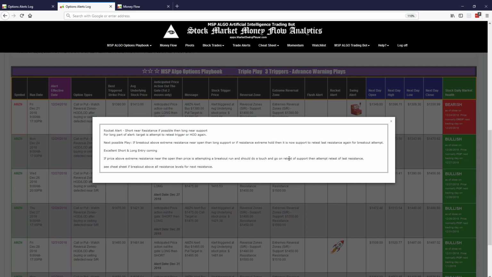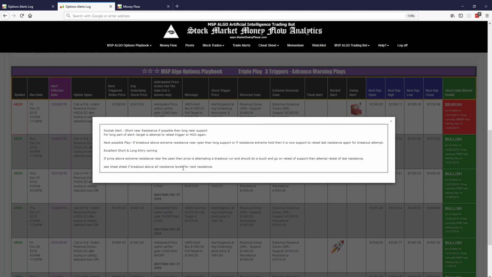Normally with a rocket alert, price is going to go and retest support, and if that holds, it's going to rocket up to test resistance. If that test passes, then it will break out and normally run to the next resistance. So we call it a rocket alert. So it says the next possible play, if breakout above extreme resistance, which you can see we've got extreme resistance and trigger prices here. So you would know where to look.